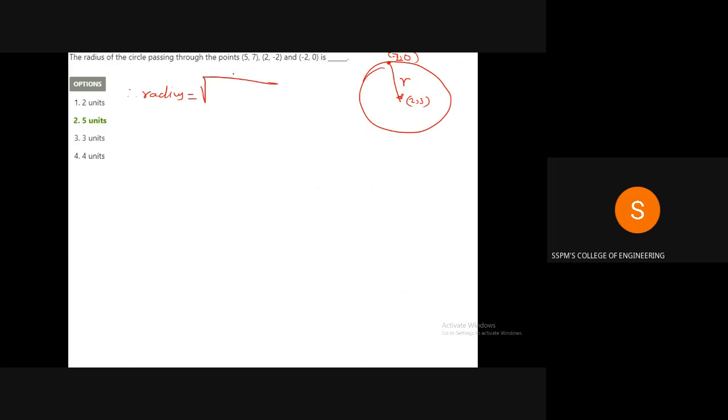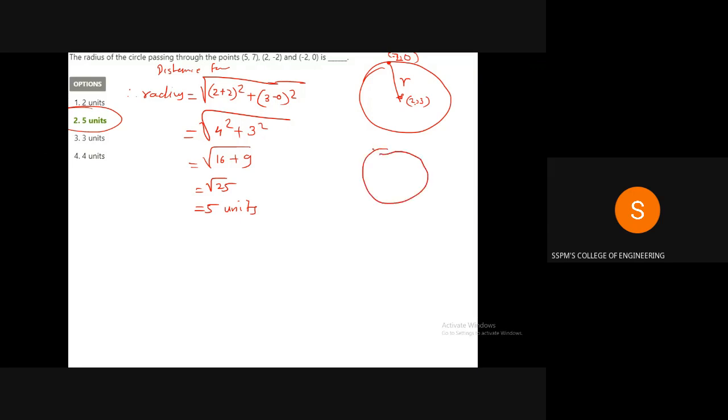Root of, by distance formula. Again, this is the distance formula. Okay. So we have 2 minus (-2), that is 2 plus 2 squared, plus 3 minus 0 squared, which is 2 plus 2 squared, it is 4 squared, plus 3 minus 0 squared is 3 squared. That is equal to 16 plus 9, which is root 25, that is 5. So 5 units is the correct answer. Okay.